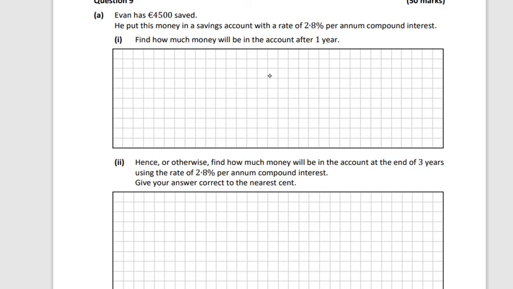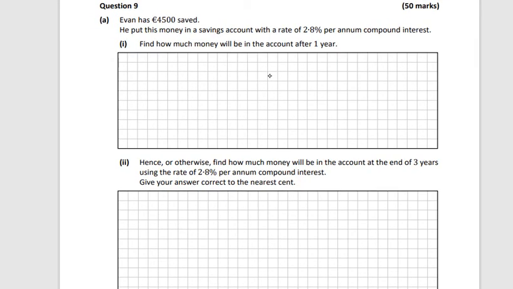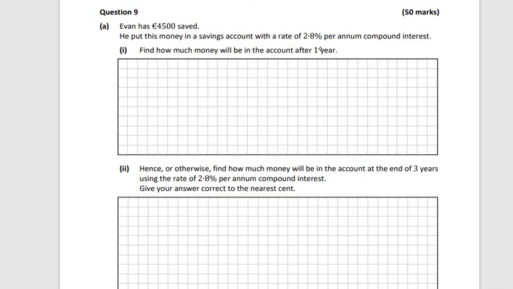Hey folks, this is question 9. He just puts in 4,500, and so you can use the compound interest formula here.